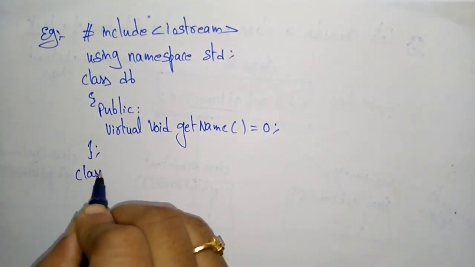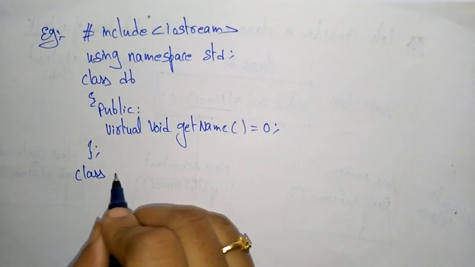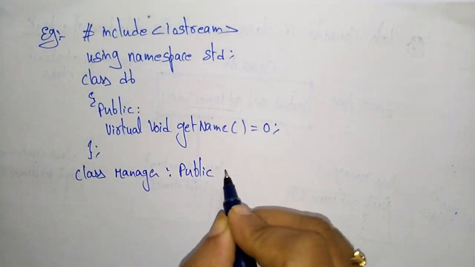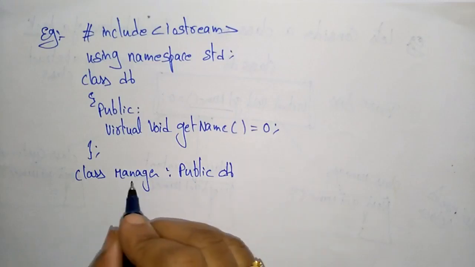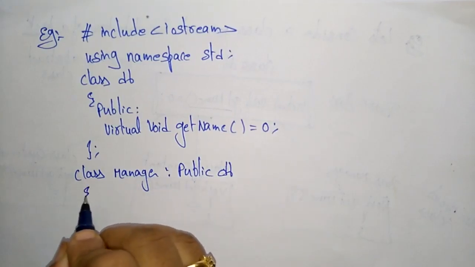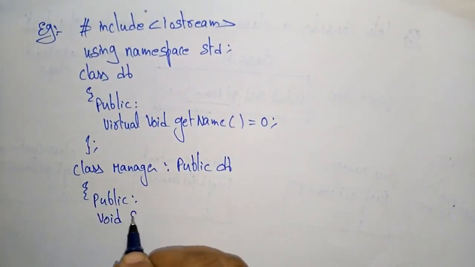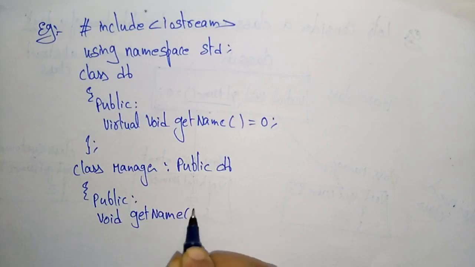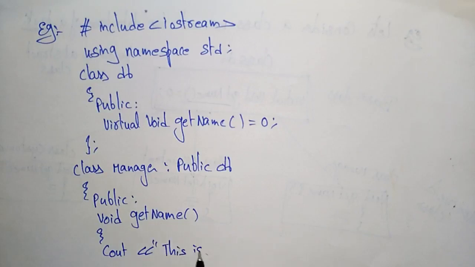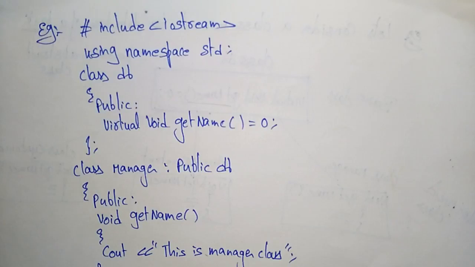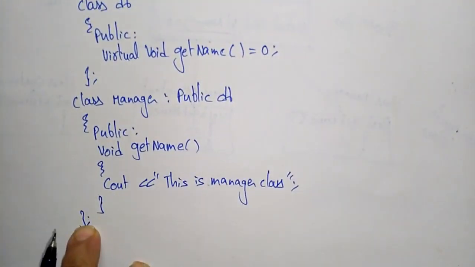Now write the derived classes. The first derived class is the manager. Manager will take the help of the base class, that is public database. So this is the derived class and this is the base class. Now here it is implementing the definition of void getName. What is it doing? It is printing with cout, this is manager class. So this one derived class is over, and that's why I closed it.